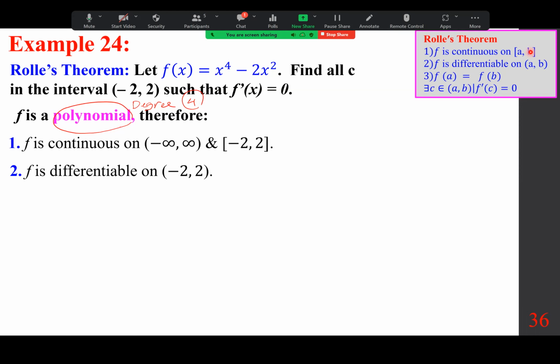So all we have to do is evaluate this function at -2 and at +2, and see if they are equal. If I'm interested in finding f of -2, -2 to the power of 4 is +16. Let me just quickly do that. And I hope you see that you get 16 minus 8, or 8.